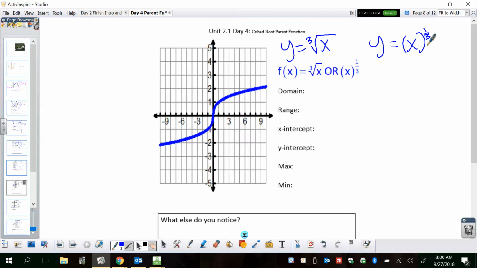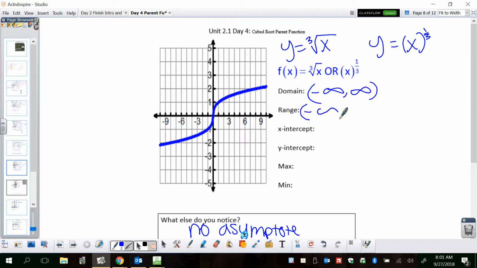Okay? Domain, is this ever going to quit getting wider? No. Is it ever going to quit going up and down? No. No, so they're going to be the same because there's no asymptote. I promise some of these have asymptotes. We'll get there. Okay, so my domain is from negative infinity to infinity.